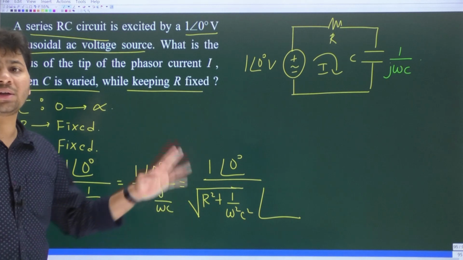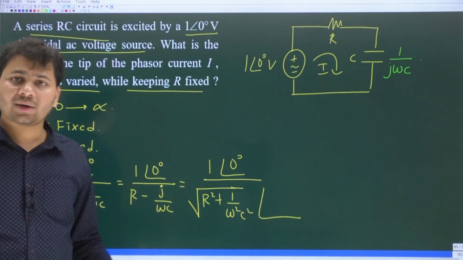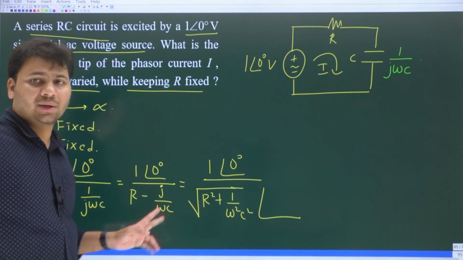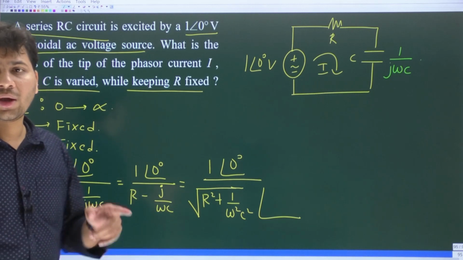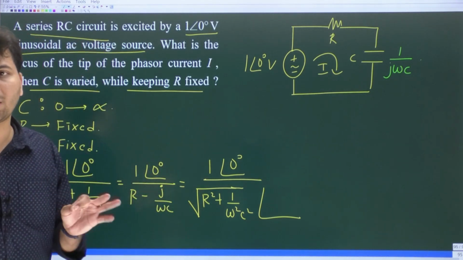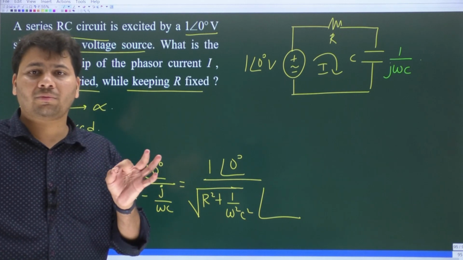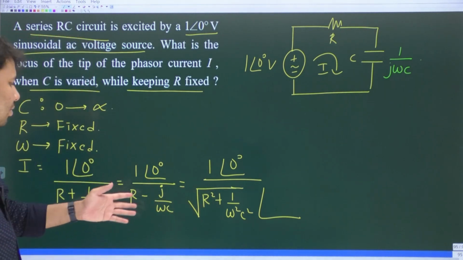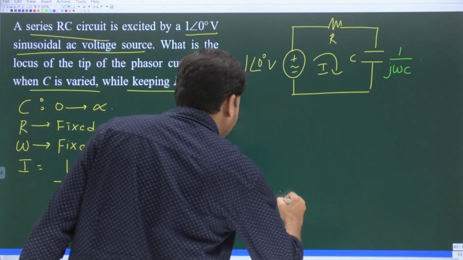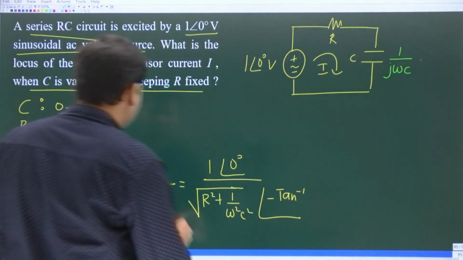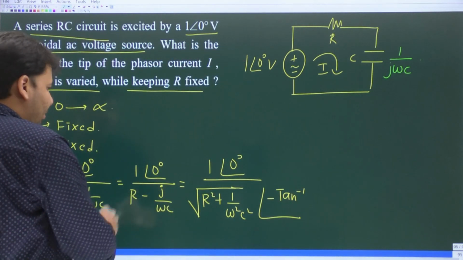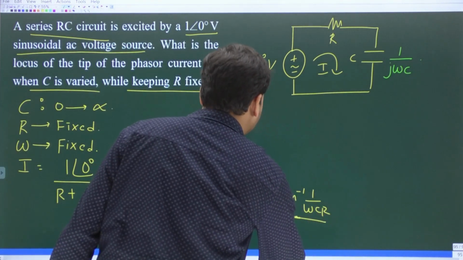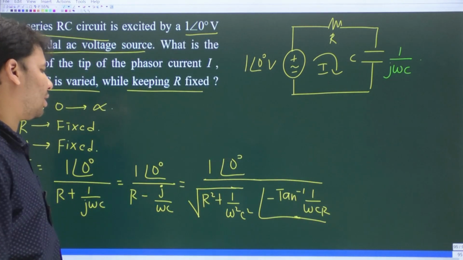And the imaginary part is minus 1 by omega C. Imaginary part negative, real part positive. Clearly this complex number in the denominator would lie in the fourth quadrant. Any complex number that lies in the fourth quadrant will have an angle which is negative and which is between 0 and minus 90 degrees. So what is the angle of this? Directly I will write it as minus tan inverse imaginary by real, 1 by omega C divided by R, which is minus tan inverse 1 by omega CR. I hope it is clear up to this point.